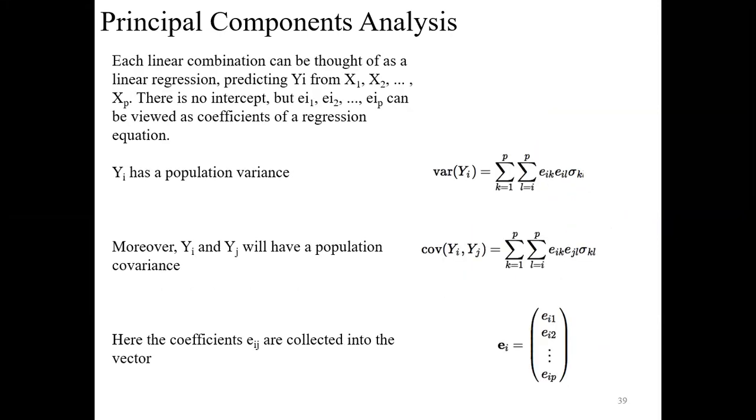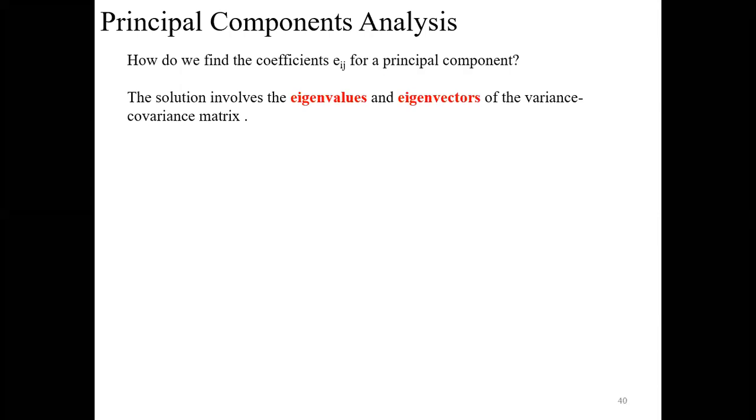You can think of this as a linear equation, and you can think of each one of those E1, 2 through P as coefficients of a linear equation. And then each new variable, yi, has a population variance and covariance. We can think about all the coefficients that go into creating that variable, yi, as a vector. So for principal component i, we have Ei1, Ei2, Ei3, Ei4, up to EiP, each one of them associated with one of the original variables.